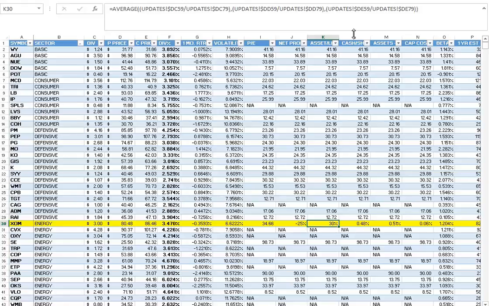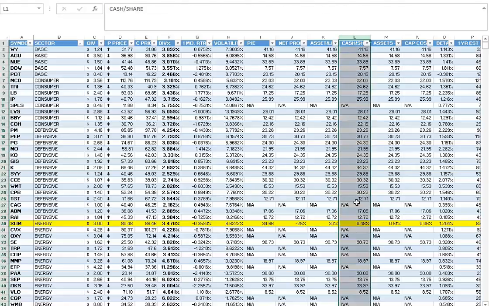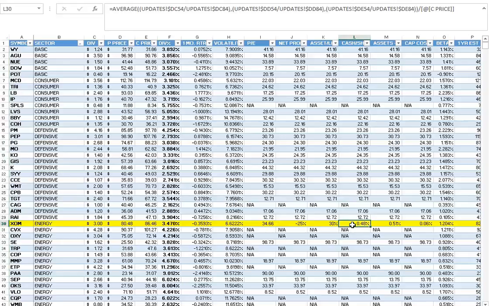So the next number we have here is cash per share. What this means is, if you take all the shares of the company and all the cash of the company, I want to know what percentage of the share price is made up of cash. For this particular company, ExxonMobil, only 0.48% of one share is made up of actual cash. The rest is made up of assets, earnings, and future earnings. All right.